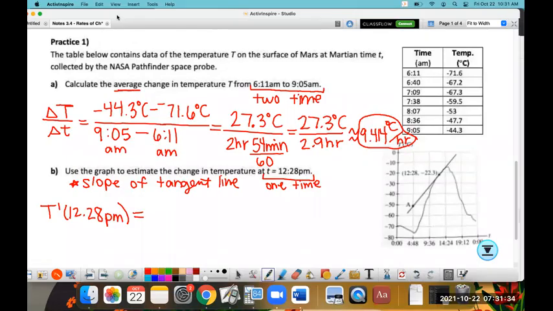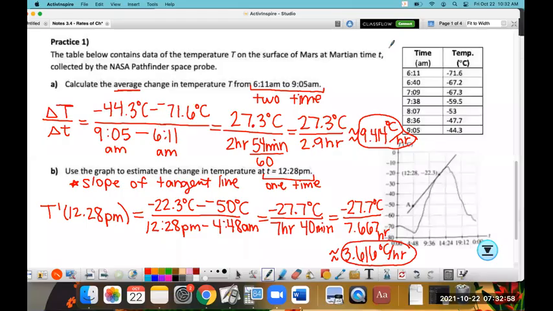All right, same process as last time. So I'm going to suggest that you just pause the video, try it, see if you get the same answer as me, because I'm just going to have my work up here in 3, 2, 1. All right, so there we have it. The change in temperature at exactly 12:28 p.m. was 3.616 degrees Celsius per hour.